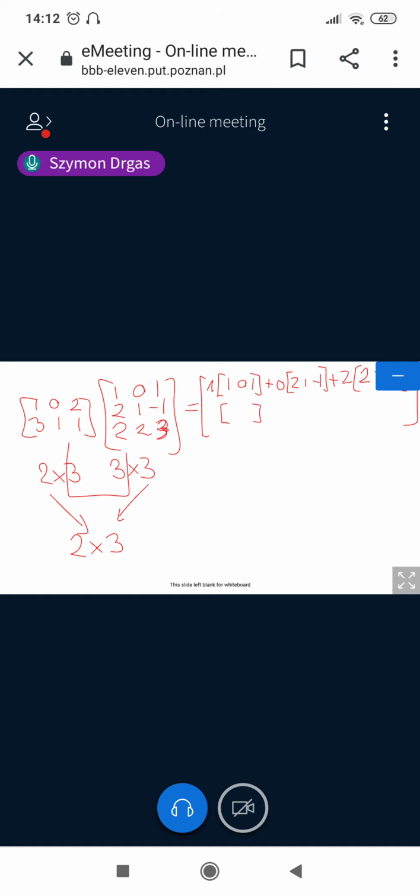And in the second row, we will have a linear combination of the same rows, but this time we will use different coefficients. We will use the coefficients from the second row of this first matrix. So 3, 1, 1. So we have to multiply the first row by 3, the second row by 1, and the third row also by 1.